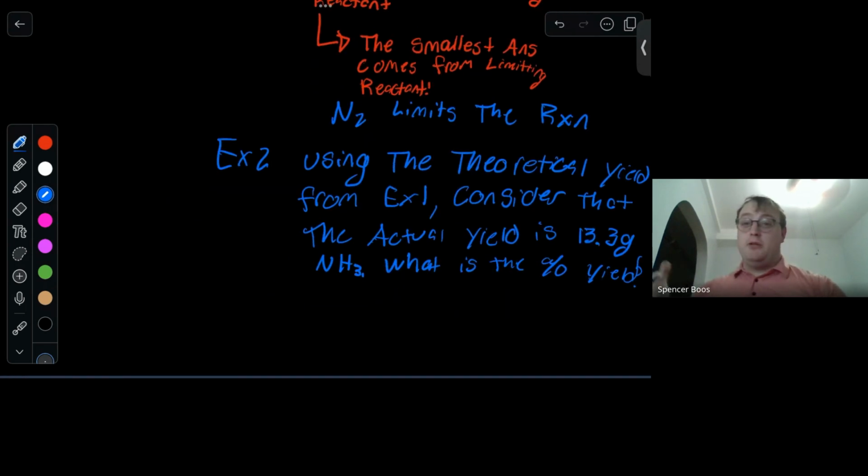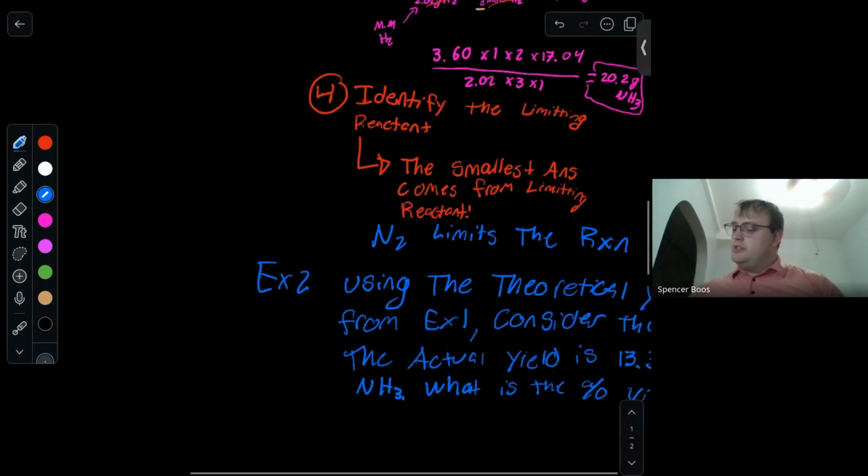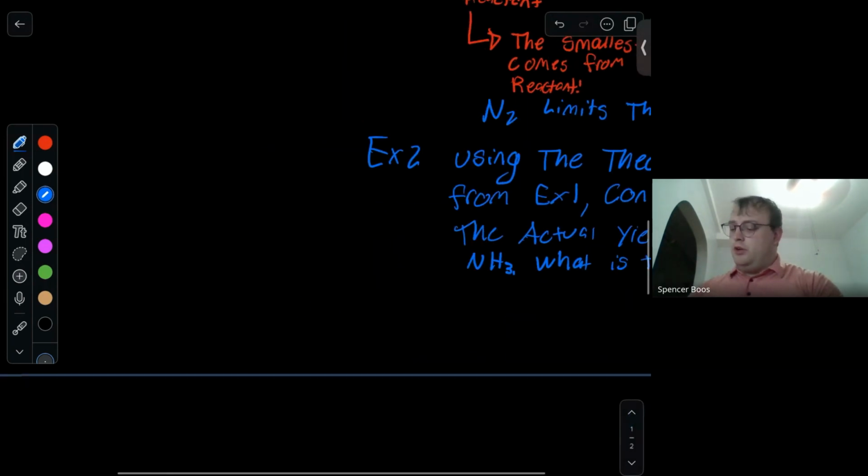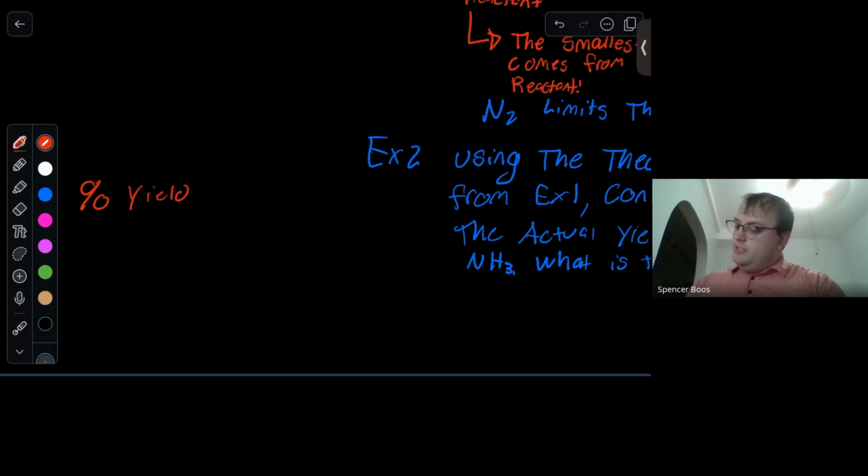All right, now we're kind of tasked with finding out what this percent yield sort of thing is. Now, we went over the equation at the start, but just so that we're all familiar with it again, percent yield is equal to actual over theoretical times 100%.